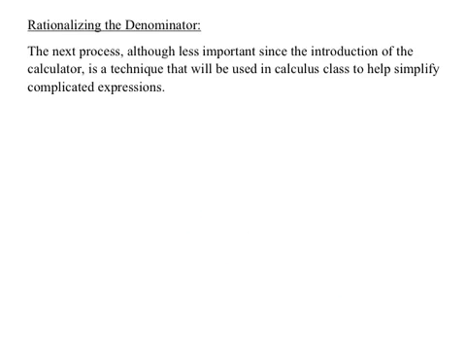Now we're going to take a look at rationalizing a denominator, and we're going to see that this next process, although it's less important since we've introduced calculators into the world, is still a good technique that's used in calculus class that helps simplify some complex expressions. And the main idea here is to create a perfect square or a perfect cube or whatever the perfect power we're looking for is based on the index in the denominator's radicand. Whatever is needed here, in order to simplify the expression to get rid of the radical in the denominator. So let's take a look at how to do that.